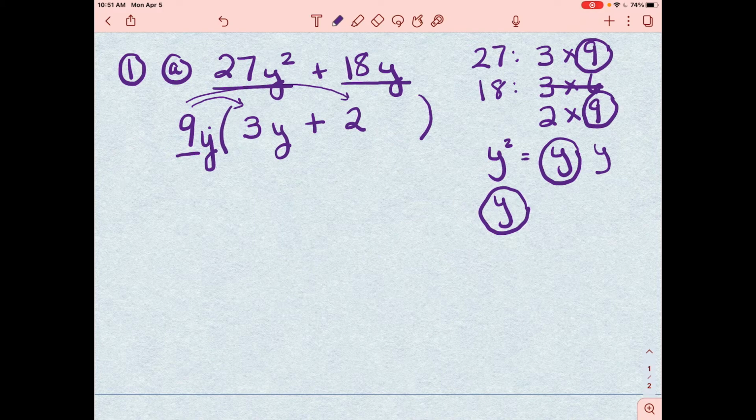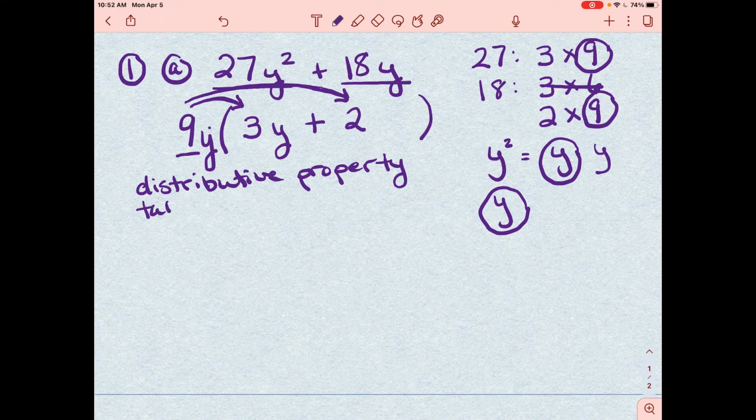So notice what happens now if we do the distributive property. 9y times 3y is 27y squared. That's awesome. It goes right back to where we started. And 9y times 2 gives me 18y, and that will go right back. So when we use the distributive property, it's going to take us back to the original. It's a way of checking ourselves after we factor.